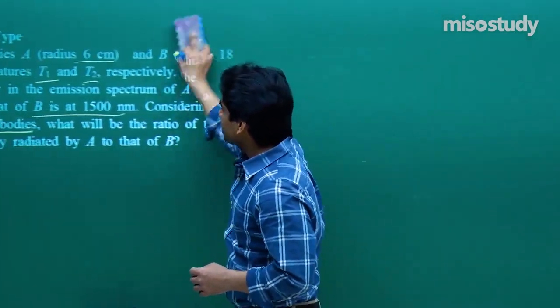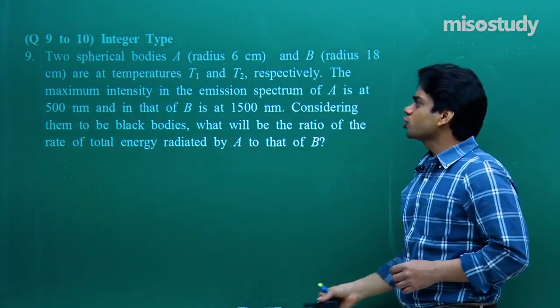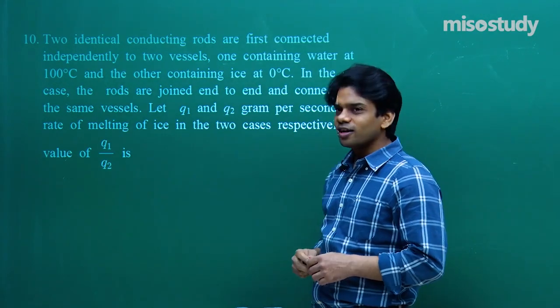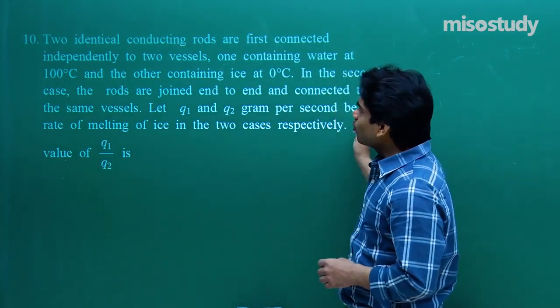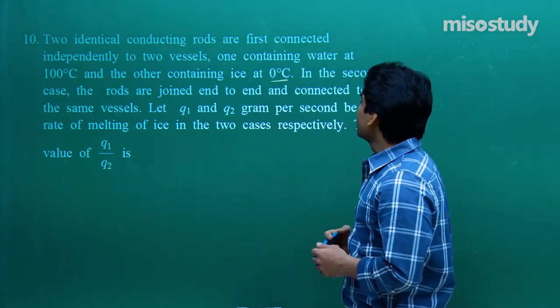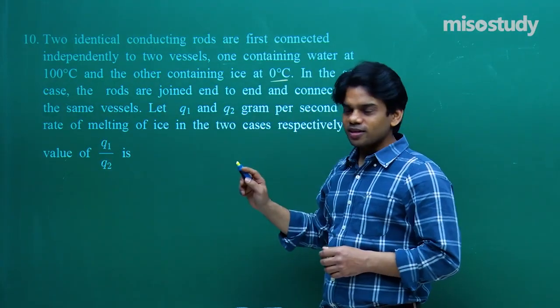Next, let's go ahead with the next question of the class, that is question number 10. Two identical conducting rods are first connected independently to two vessels, one containing water at 100 degrees Celsius and the other containing ice at 0 degrees Celsius. In the second case, the rods are joined end to end and connected to the same vessel.